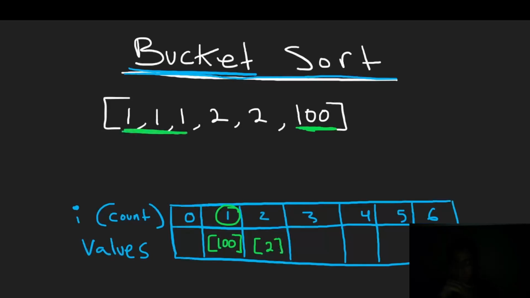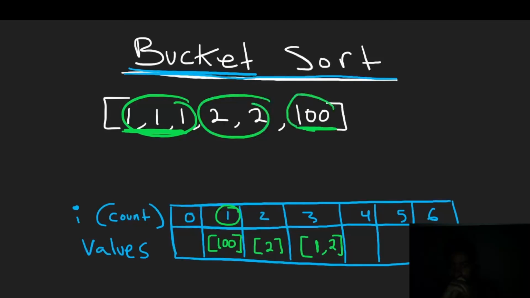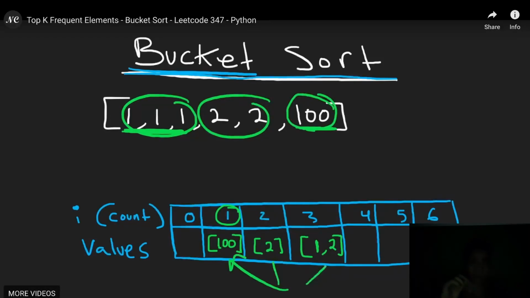We see a last distinct value in our input array, 1. We count it occurs exactly 3 times. So in index 3, we're going to say, okay, there's a single value, a 1, that occurs 3 times. Now it's possible maybe 2 occurs 3 times. In that case, we would actually have multiple values in this position. But in this case, we can see 1 occurs 3 times, 2 occurs twice, 100 occurs once. So they're all going to go in separate bucket positions.